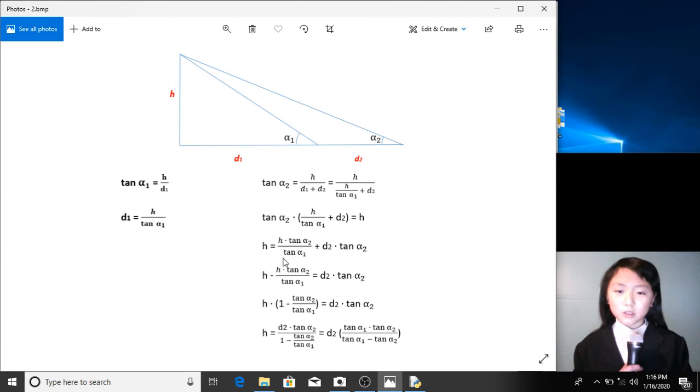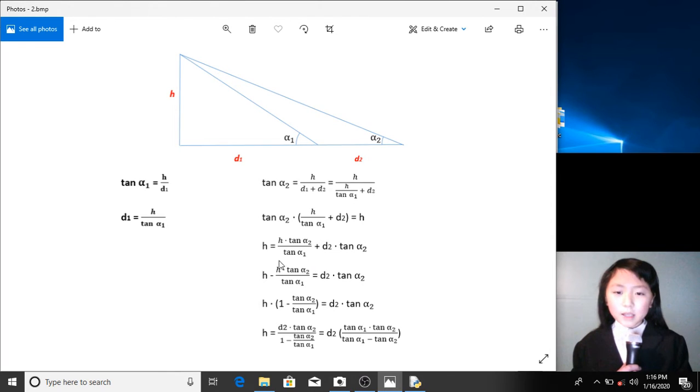h equals what we got here. It looks different because over here, I times the tangent of 2 into what's in these brackets. And you can see here, I want one side of my equation to have h, and the other shouldn't. To do that, each side I subtract this fraction with the h in it. I get h minus that fraction equals d2 times tangent of 2.